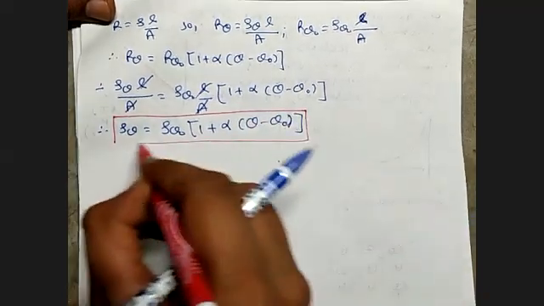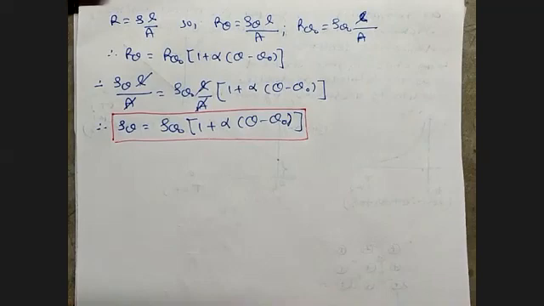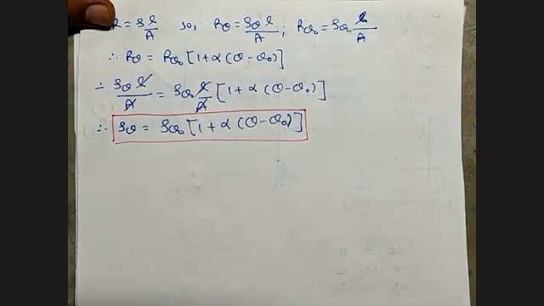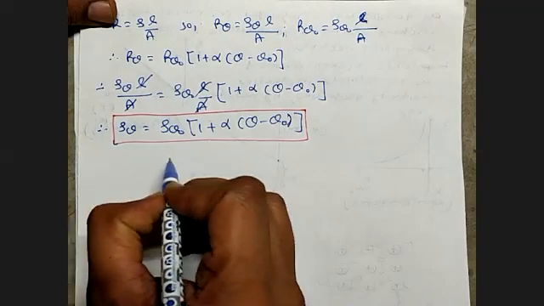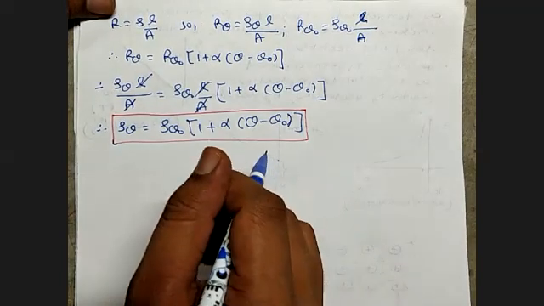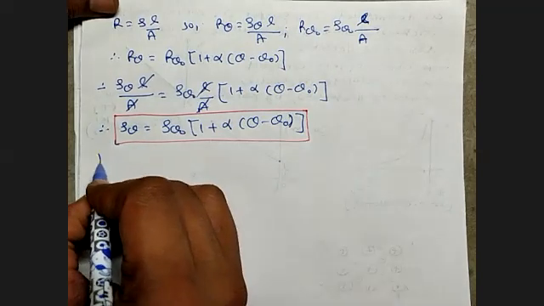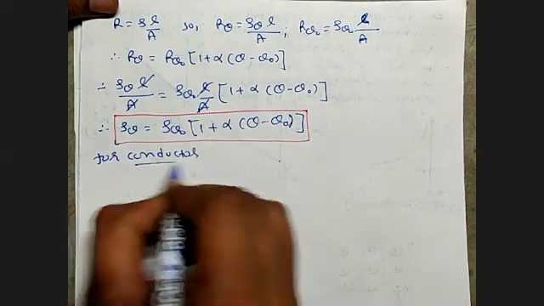And what does this equation represent? It is the dependence of resistivity on temperature. So this is a new equation for resistivity, and with the help of that, one can understand the behaviour. Use this equation for a conductor.